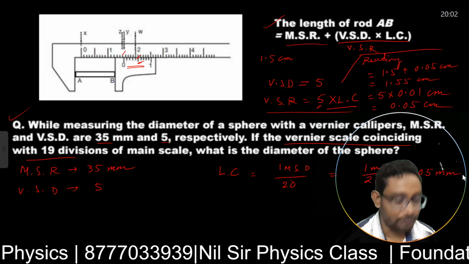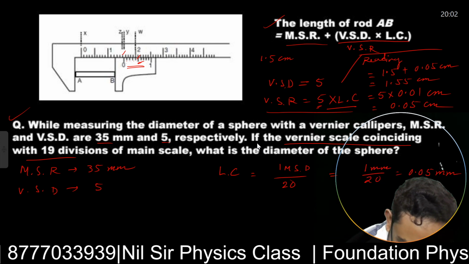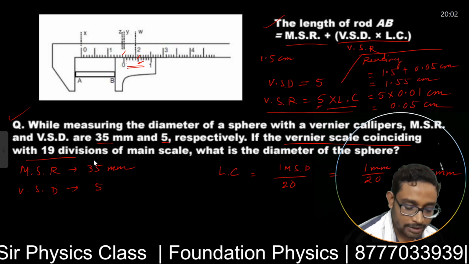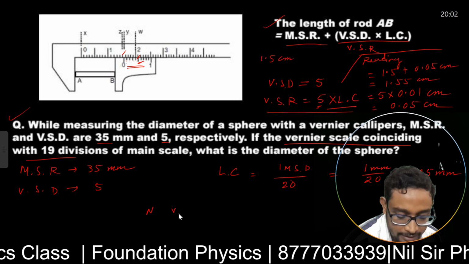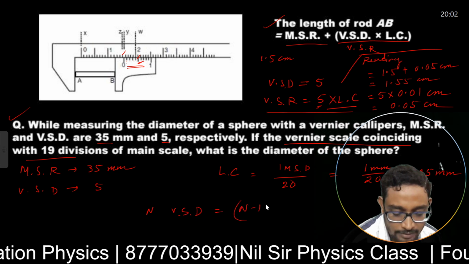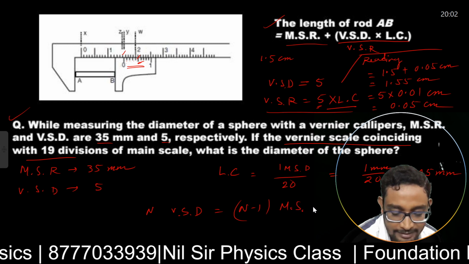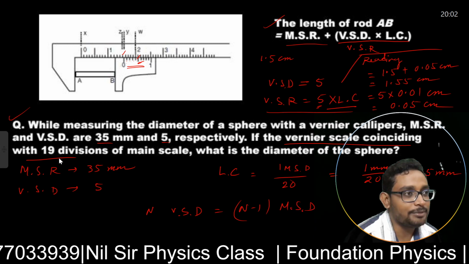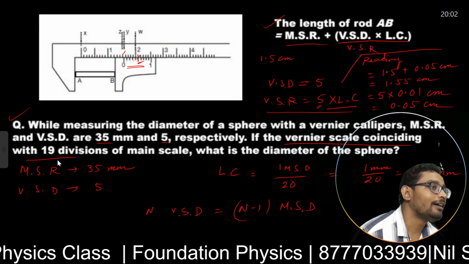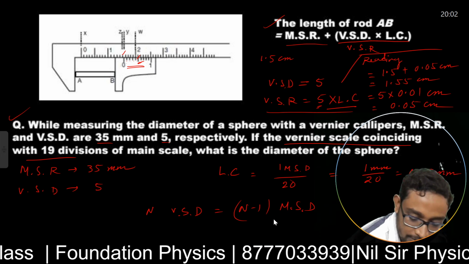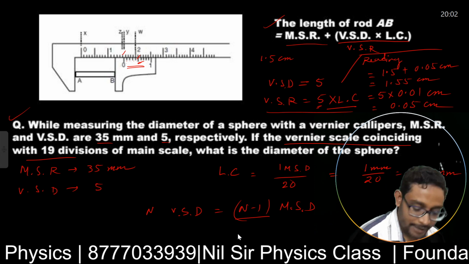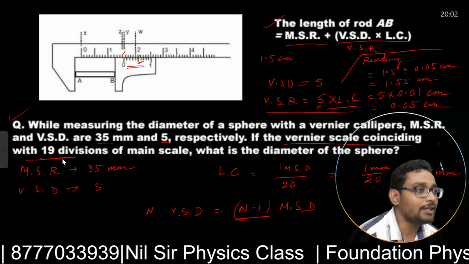You did not get that. Now, here it is given that the vernier scale coincides with 19 divisions. So what is the principle? N vernier scale divisions are equal to n minus 1 main scale divisions. It is given that the vernier scale division is 20. What is the main scale division then? Main scale division is 19.